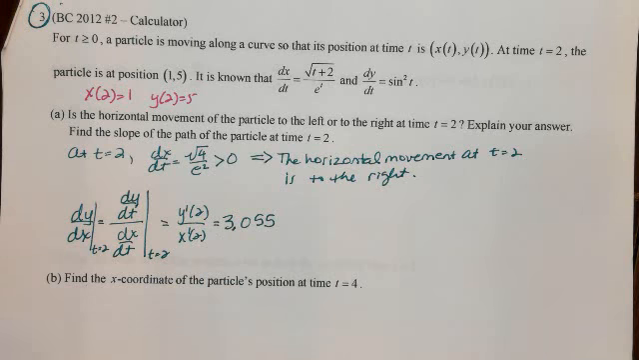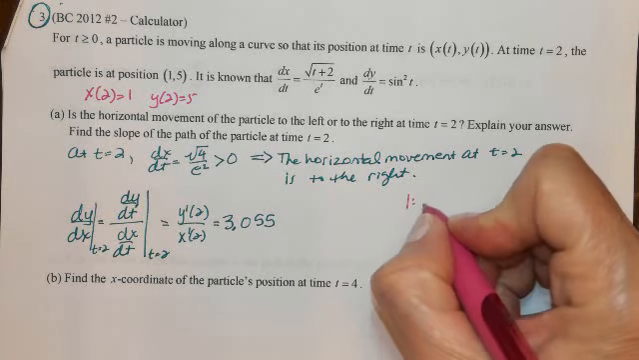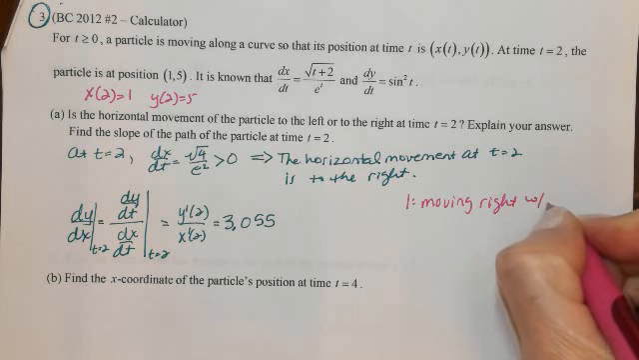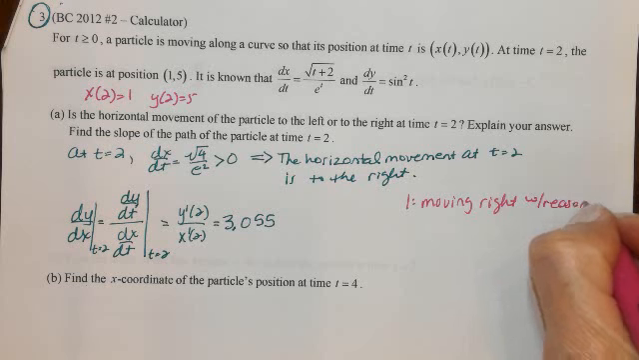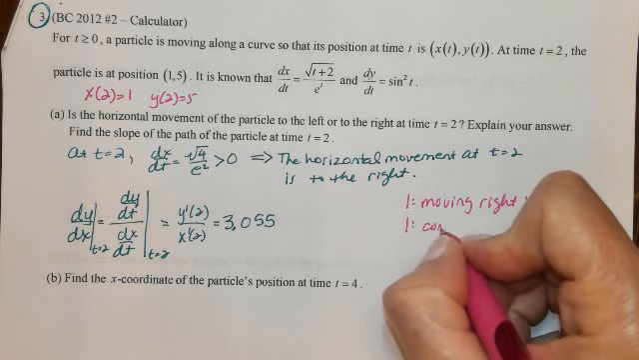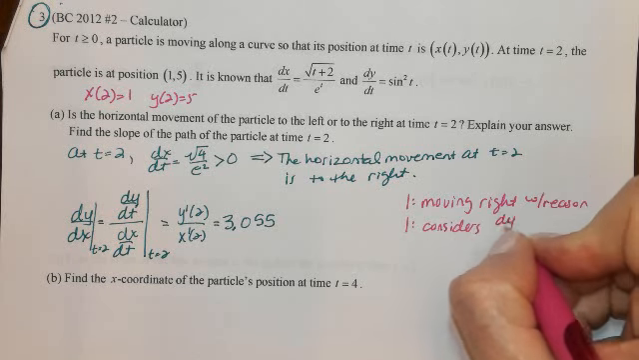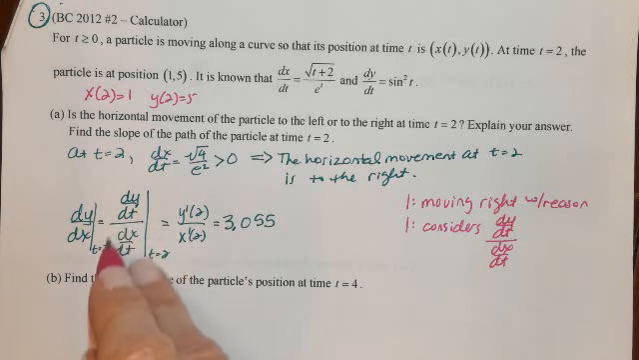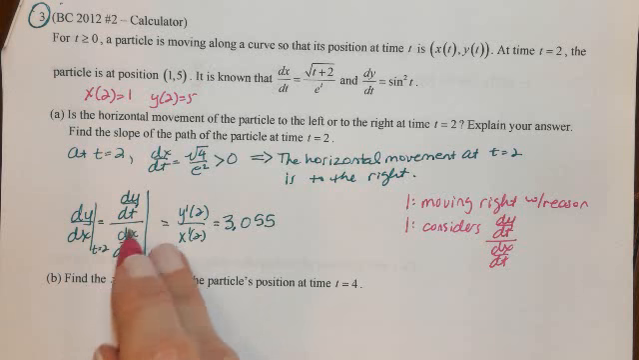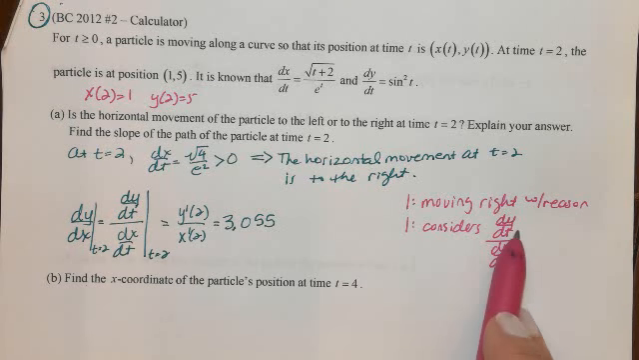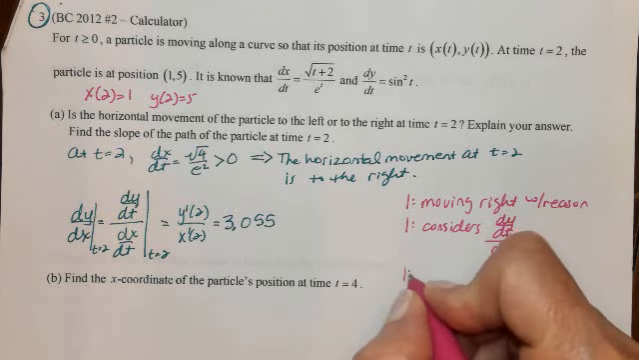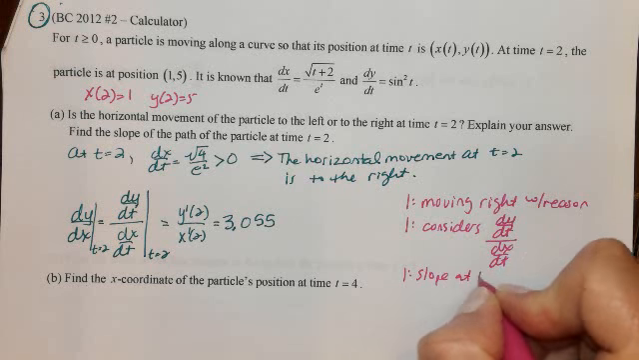Okay, so this part of the problem was worth 3 points. 1 point for moving right with our reason. 1 point for considers dy/dt over dx/dt. We always have to show what we're doing, right? Always show what we're doing. You could have written that as y prime of t over x prime of t, and that's fine too, all right? But you have to show what you're doing. And then 1 point for the slope at time 2.